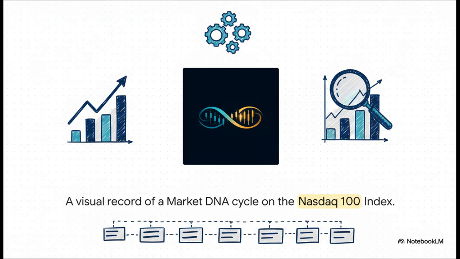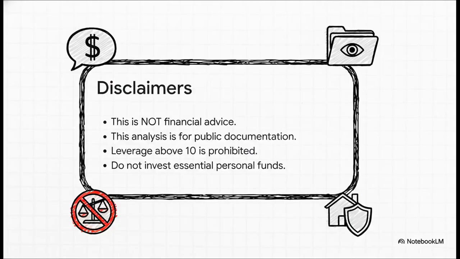All right, in this explainer, we're going to walk through a complete market DNA cycle, from start to finish. Our subject is the NASDAQ 100 index. We're going to follow the entire journey, right from the initial plan all the way to the final outcome, phase by phase.